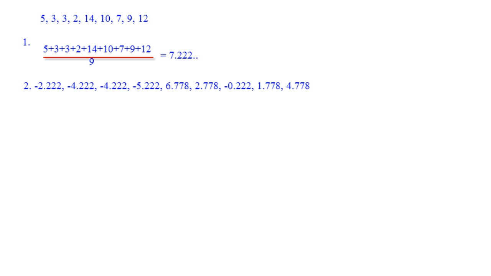Alright, so for the first one, here we go. We're going to add up everything. What we did was we found the average, so this is the first step. We found the mean, and that's going to be 7.22. Now the next step is that we're going to subtract that from each number. So here's how it's going to look. The first one is going to be negative 2.22, because this is what happens when you go 5 minus 7.222 repeating.